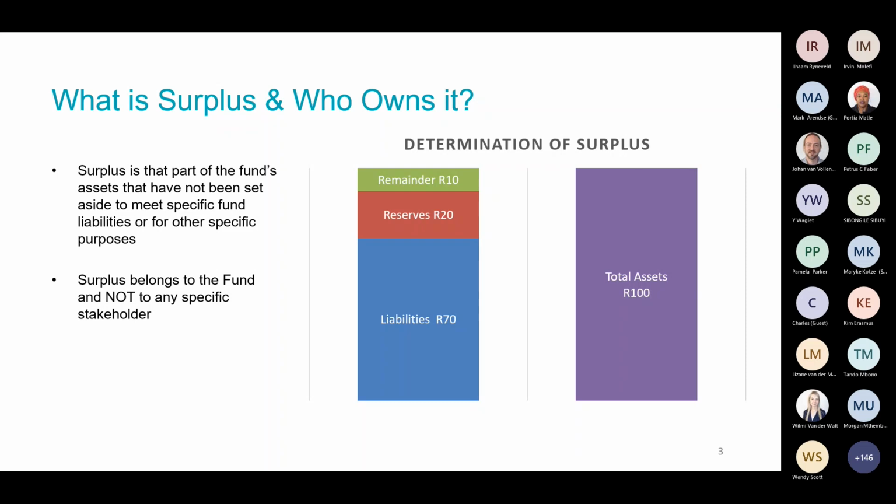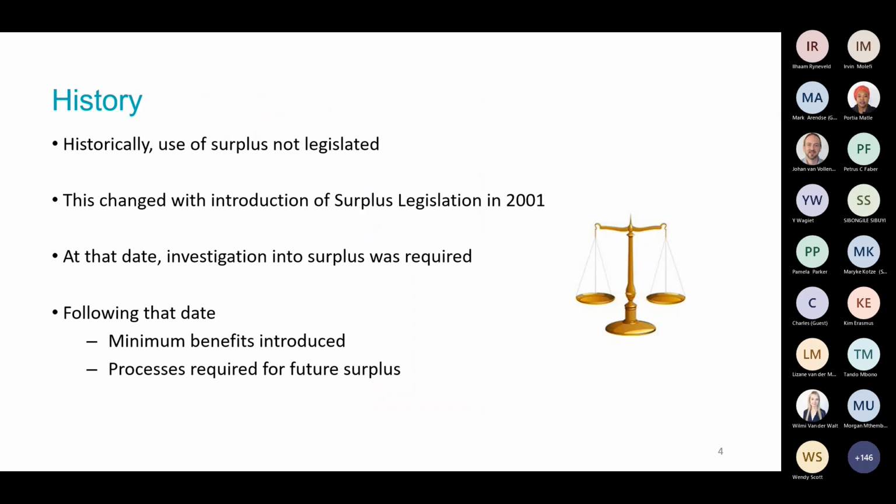Now, this remaining pot of money does not necessarily belong to any particular stakeholder. The board of the fund can make a decision on what to do with this money, whether to allocate it to members, increase the reserve accounts, or do whatever they see fit. So fundamentally, this is how you determine what surplus is, and it doesn't necessarily belong to any stakeholder. It belongs to the fund, and the board of the fund can make a decision on how it can be apportioned.